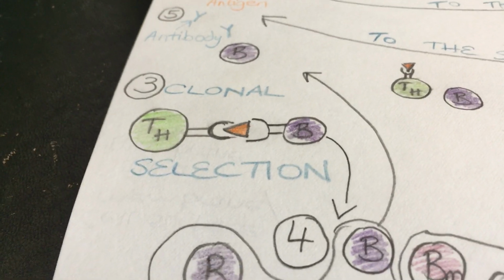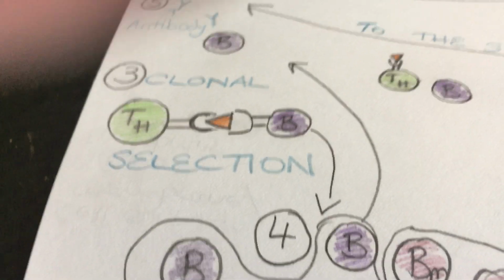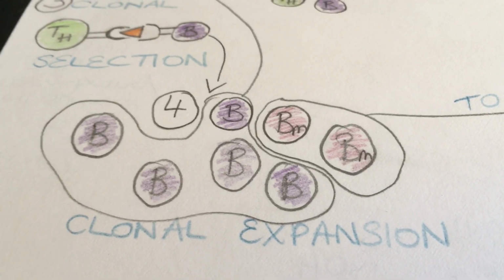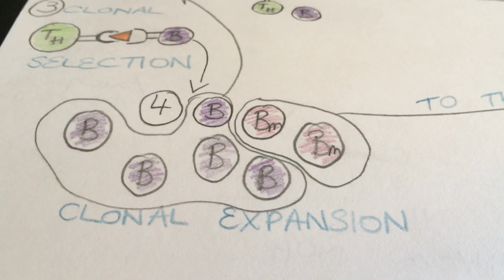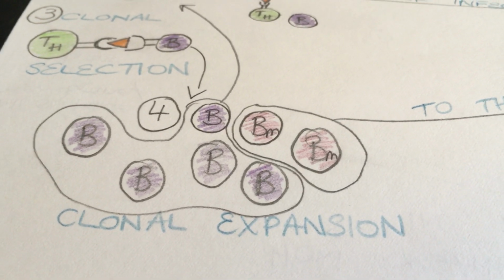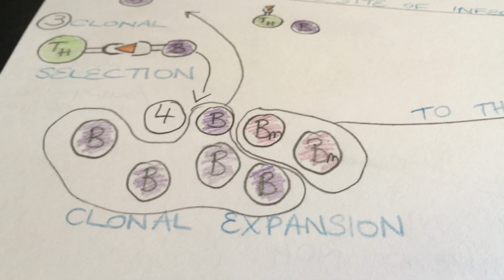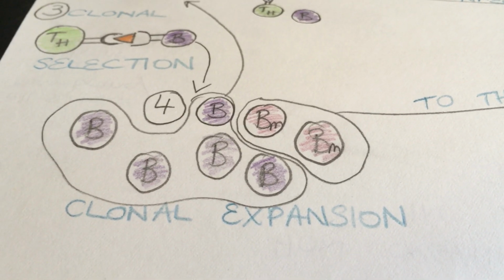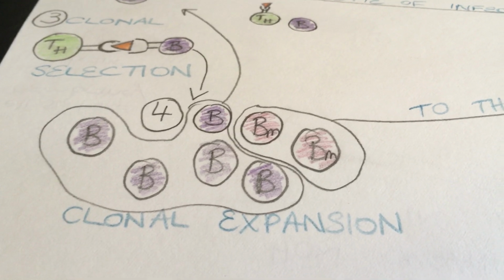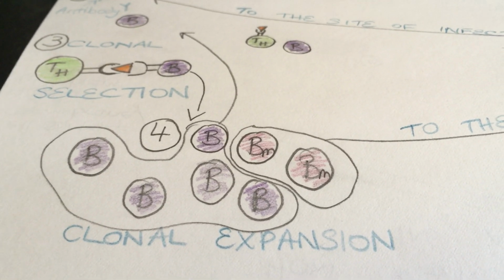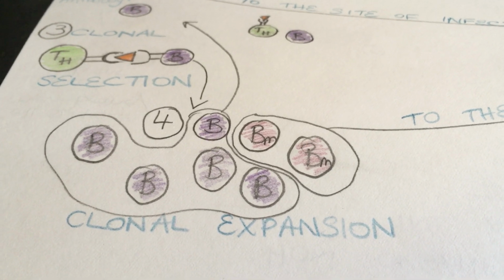So once clonal selection is complete, the B cell will now divide and make lots and lots of copies of itself in a process that you have hopefully heard of, called clonal expansion. The B cell divides by mitosis, so all of the cells are identical. More on mitosis later on. And basically all of these B cells are able to produce the very same antibody because they're clones.